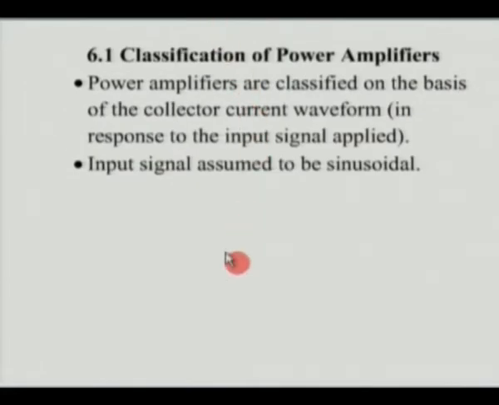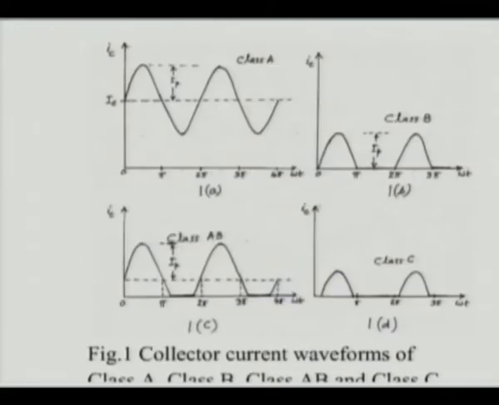Now, as I said right at the beginning, when we talk about power amplifiers, we classify them into class A, class B, class C and so on. This is done on the basis of the shape of the collector waveform in response to the input signal. We would assume the input signal to be sinusoidal. What we have here is a sketch of the typical collector current waveforms in 4 of these categories. Now let us look at the first one.